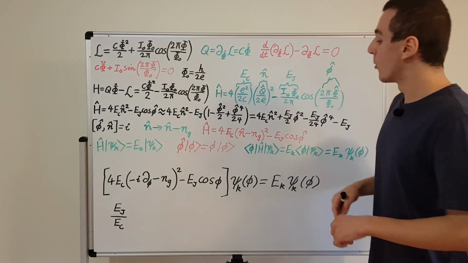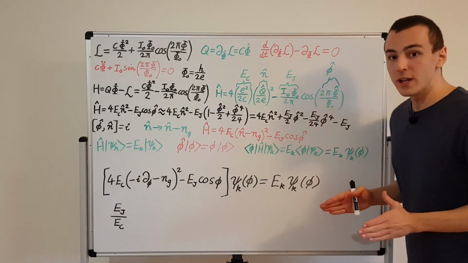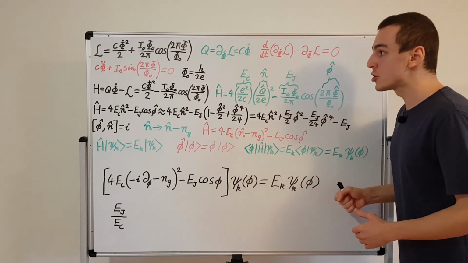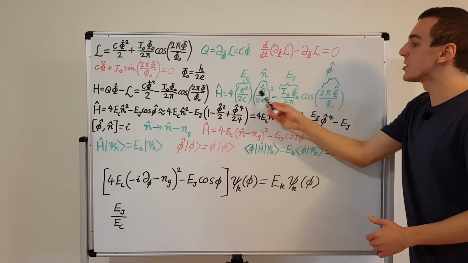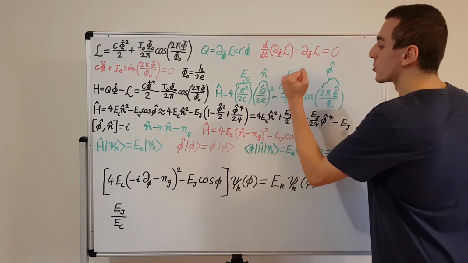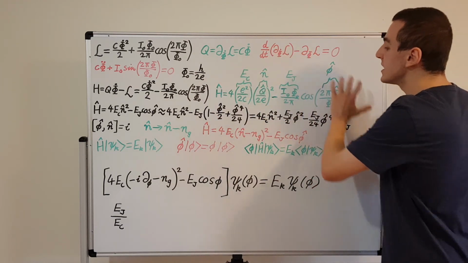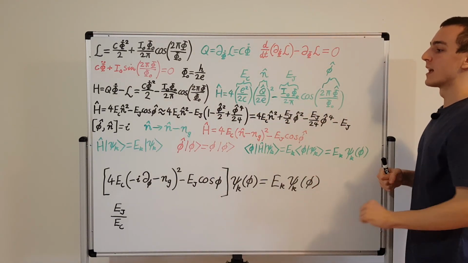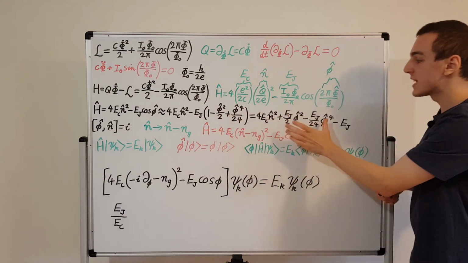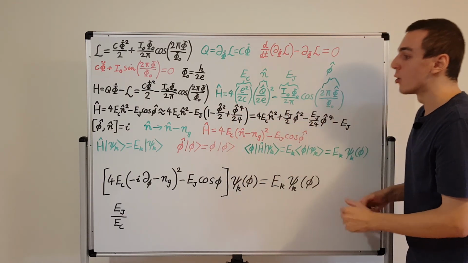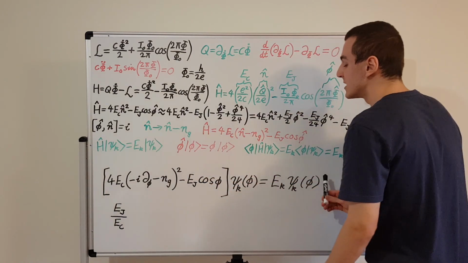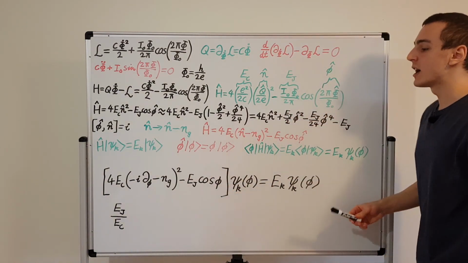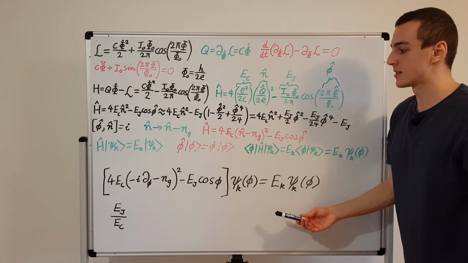But for now, what I want you to remember is that we started with the Lagrangian, we took the Legendre transform, that gave us the Hamiltonian, we promoted those quantities to operators, and we wrote this in the language of quantum mechanics. Then we looked at some approximations that can be made with the Taylor series. We wrote this in terms of the phase basis, and that gave us this differential equation. And then we talked about the physical applications of this.